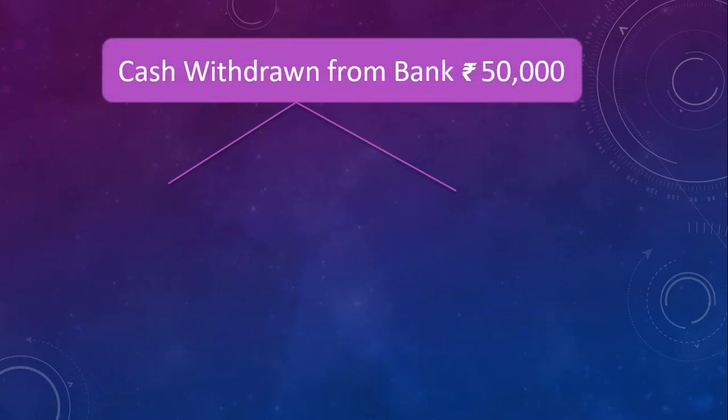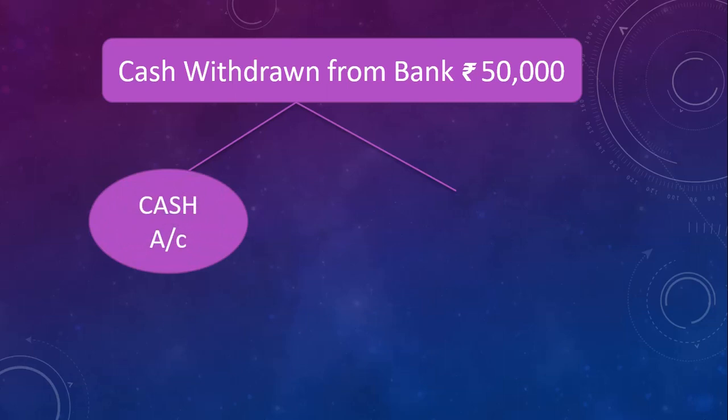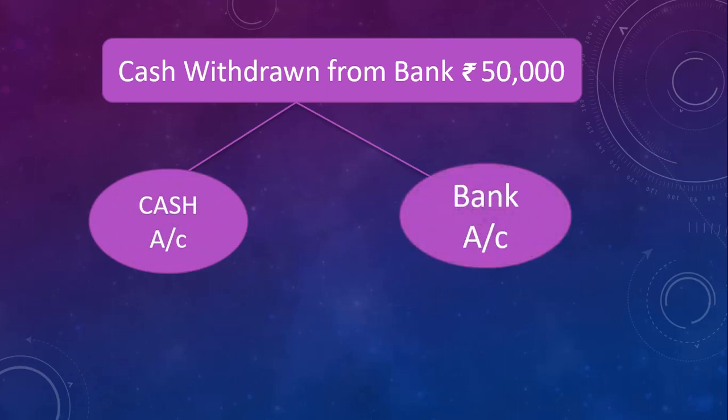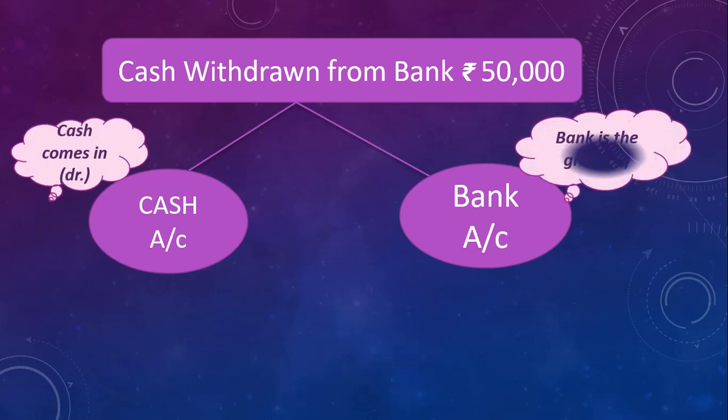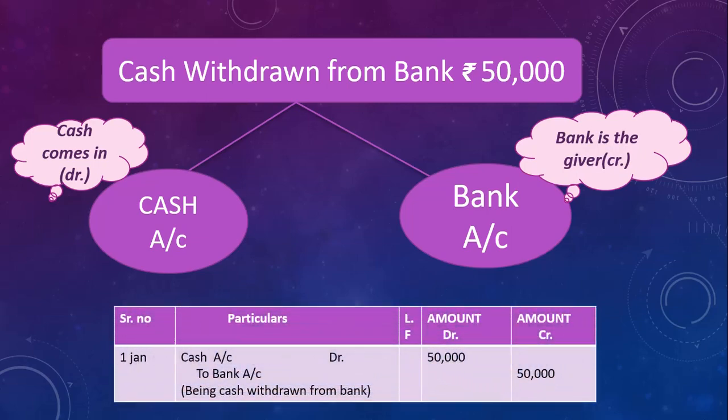Next, cash withdrawn from bank. Reverse of the previous entry. Two accounts affected are cash and bank. Cash withdrawn from bank means now bank is the giver and cash comes in. So the entry will be cash account debit to bank account.